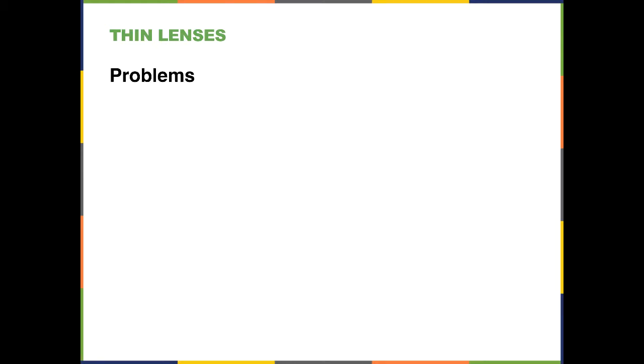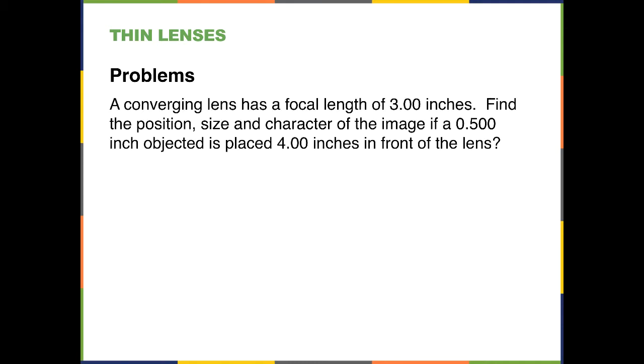So let's finish this section by talking about a couple of problems. The first problem states that a converging lens has a focal length of 3 inches. Find the position, size, and character of an image if a 0.5 inch object is placed 4 inches from the front of the lens.